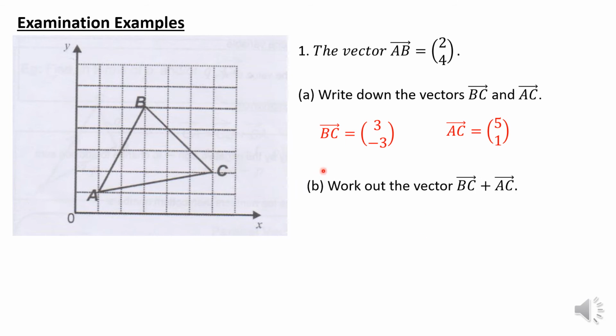Now they're asking you to work out vector BC plus AC. So eventually you're just supposed to add what you already have there. If you add 3 plus 5, you get 8, and negative 3 plus 1, you get negative 2.